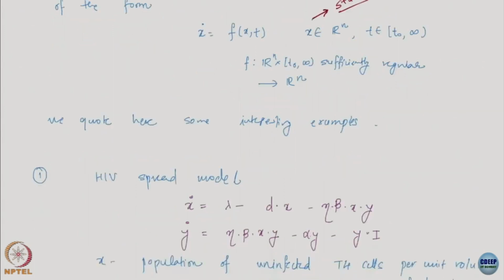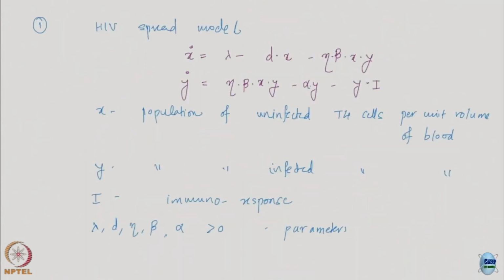Okay, so, interesting examples. I spoke to you folks about infectious disease models and so on, and this is one such model. This is an HIV spread model. Here you have two sets of states. x is the population of uninfected cells per unit volume of blood, and y is the population of the infected cells per unit volume of blood.